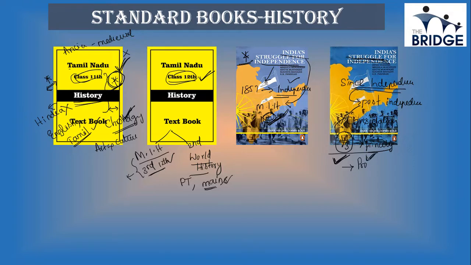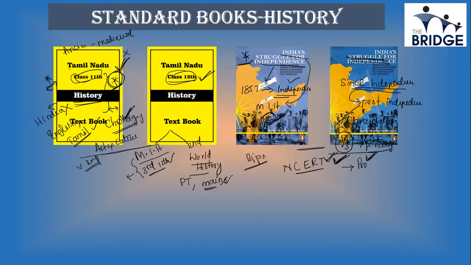So I recommend these two books apart from whatever books I have suggested. NCERTs are absolutely necessary for building the basic understanding. And Tamil Nadu state history books are very important in order to supplement whatever we have studied in the NCERTs. And for more understanding, the Bipin Chandra books are also important.